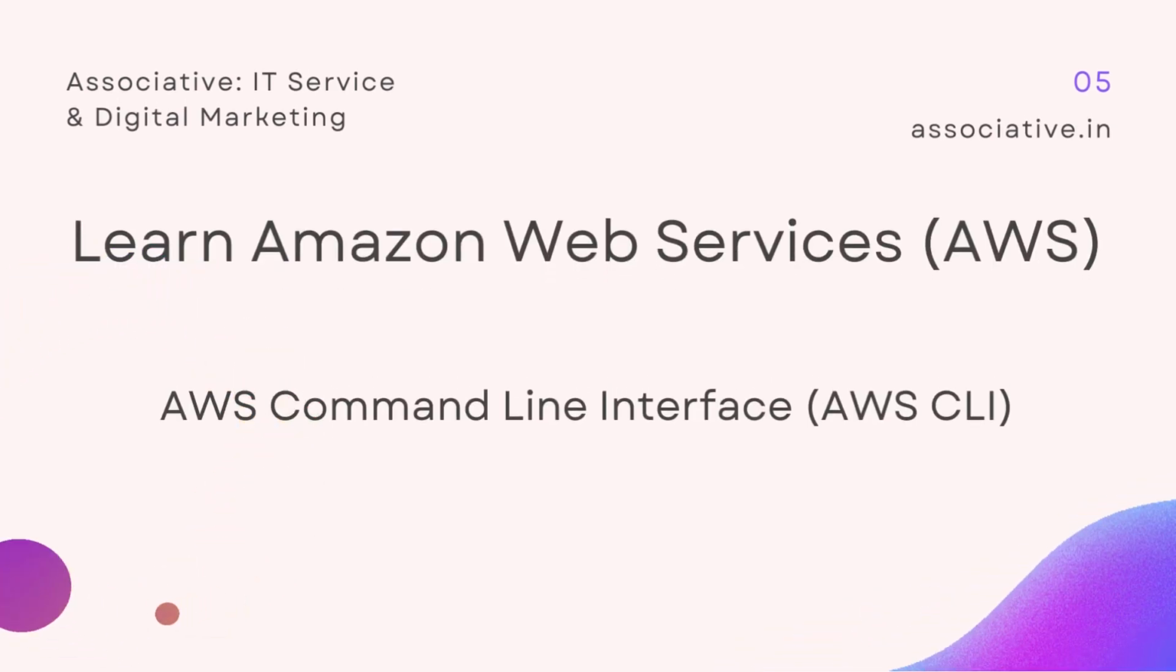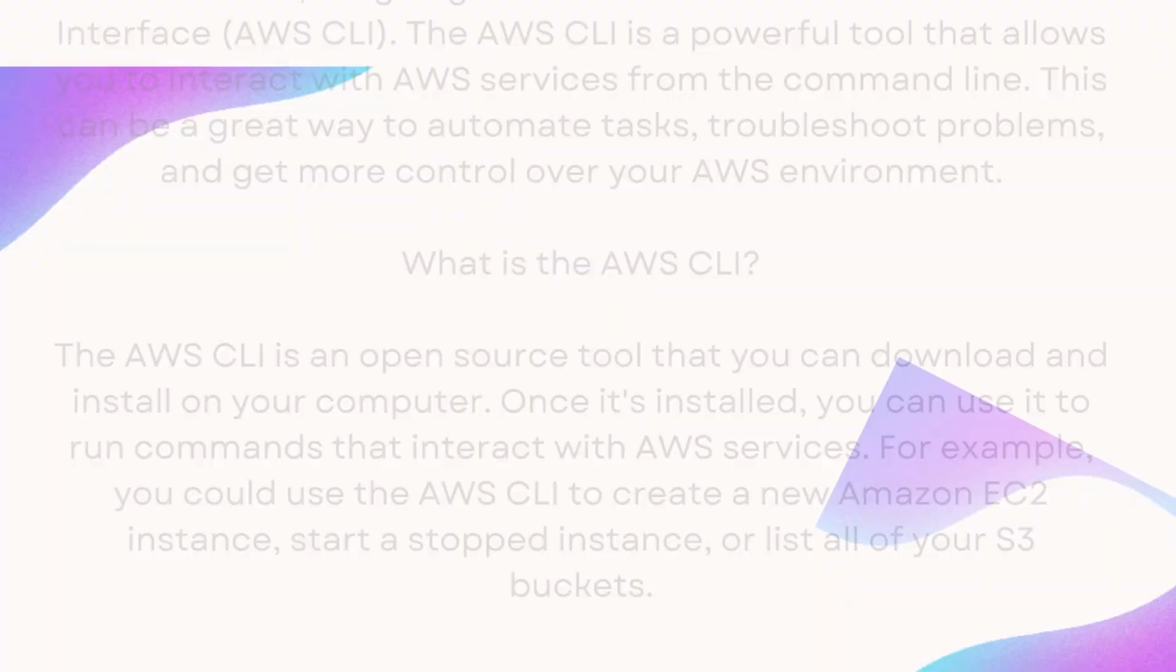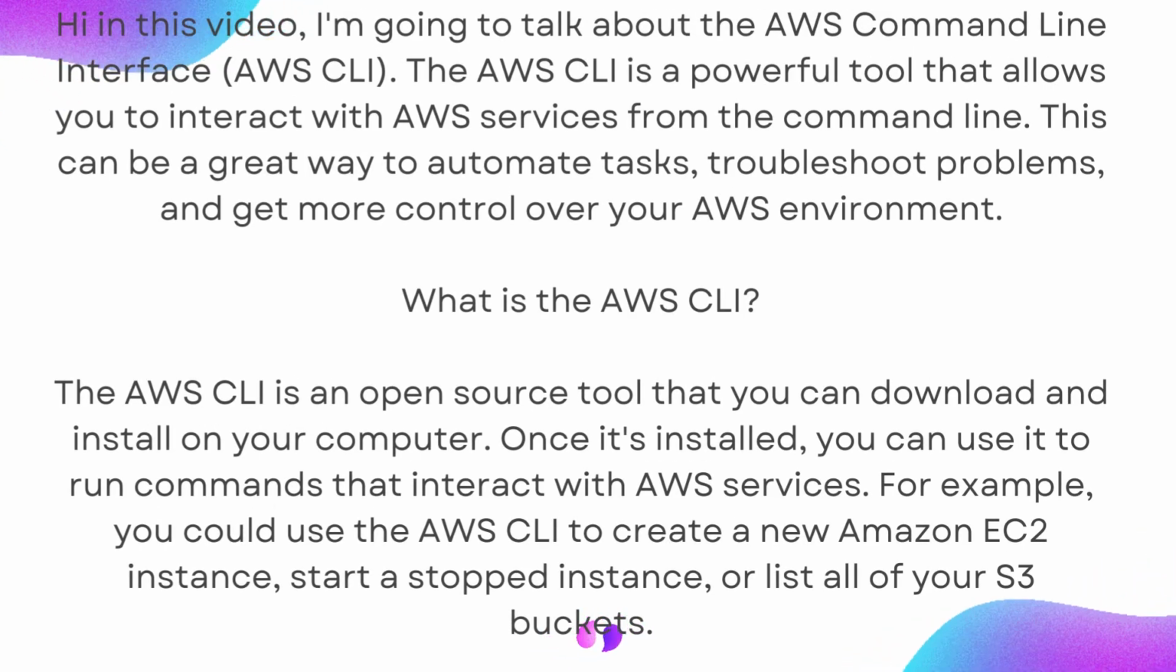AWS Command Line Interface, AWS CLI. Hi, in this video, I'm going to talk about the AWS Command Line Interface, AWS CLI. The AWS CLI is a powerful tool that allows you to interact with AWS services from the command line. This can be a great way to automate tasks, troubleshoot problems, and get more control over your AWS environment.